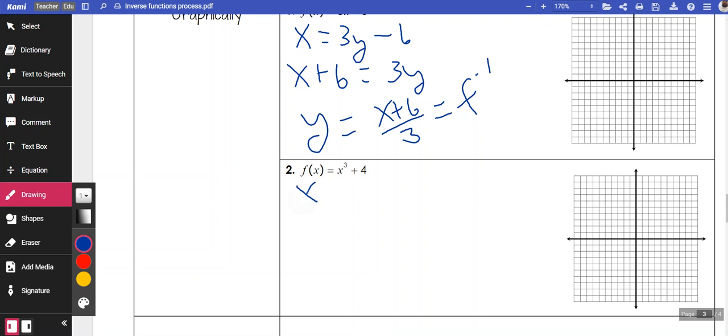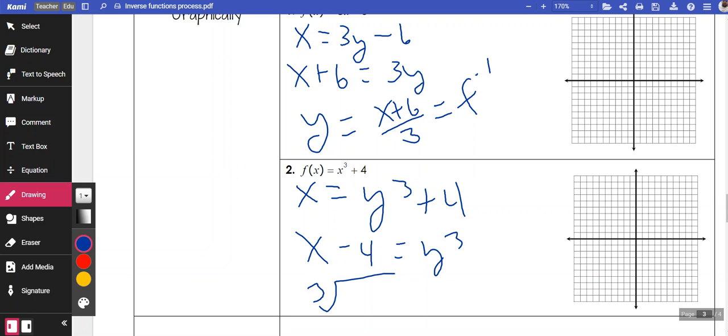But if we trade places, we say x equals y cubed plus 4, right? Then you subtract 4. So x minus 4 equals y cubed. So then the inverse function is going to be the cube root of x minus 4.